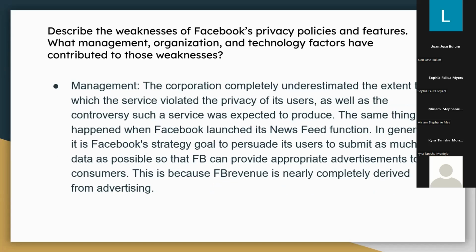And the corporation completely underestimated the extent to which the service violated the privacy of its users, as well as the controversy such a service was expected to produce. So the same thing happened when Facebook launched its newsfeed function. In general, it is Facebook's strategy goal to persuade its users to submit as much data as possible so that Facebook can provide appropriate advertisements to consumers. This is because, again, Facebook's revenue is nearly completely derived from advertising.